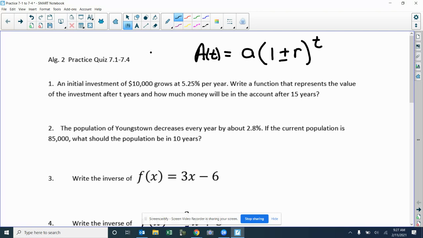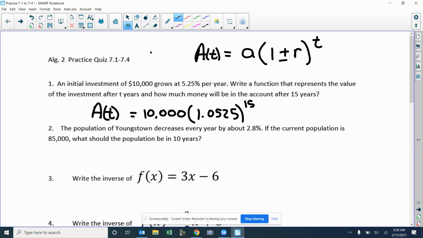So this first one, straight in your calculator, we're gonna have 10,000 to start with. Our rate is a growth, so it's gonna be 1.0525, and we're gonna do it for 15 years. So we're basically finding some amount after a certain time. So we don't need to do any graphing with this. It's just straight in your calculator. Calculate. 21,000 some change, I think.